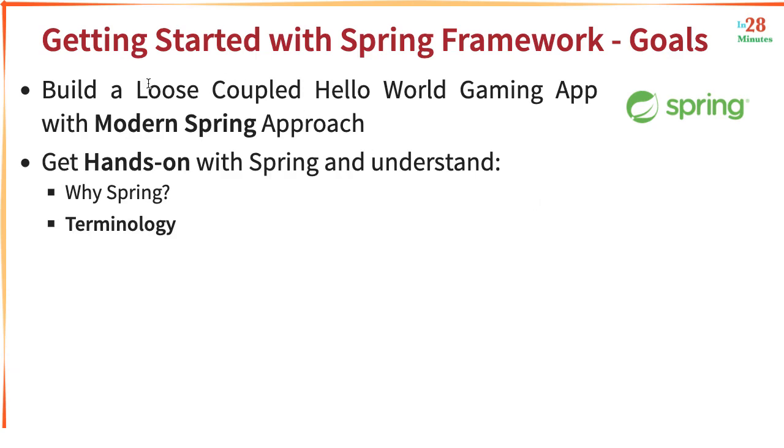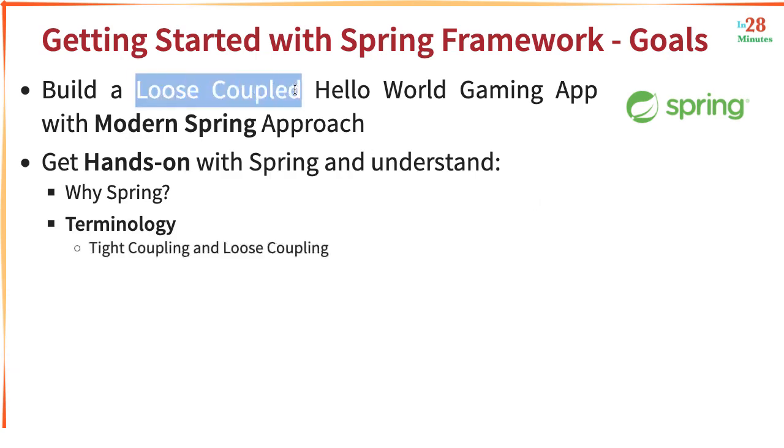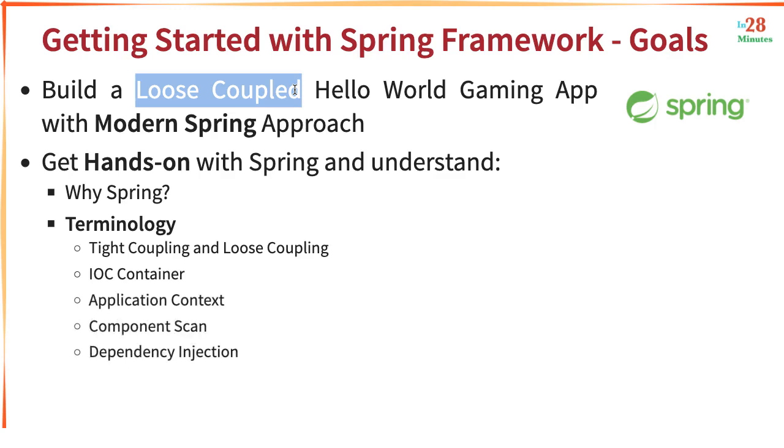One terminology we already talked about is loose coupling. You would want to understand what is tight coupling and loose coupling. You want to understand what is an IOC container. Whenever people talk about Spring, they call it an IOC container, an inversion of control container. What is it all about? What is an application context? What is component scan? What is dependency injection? And what are Spring beans? We also want to understand what is auto wiring.